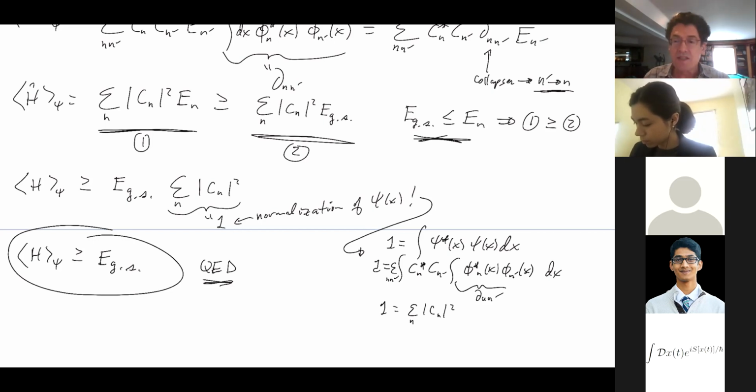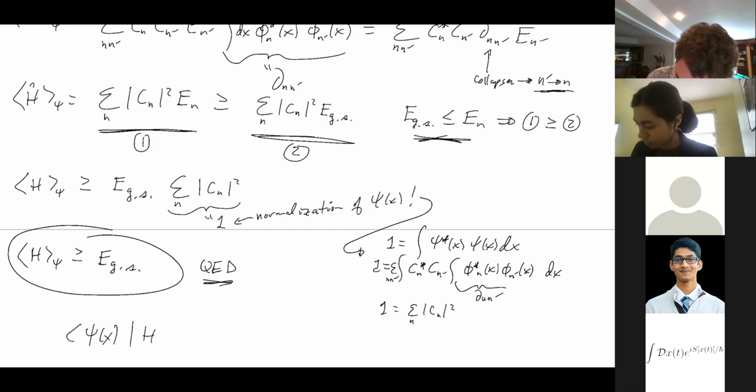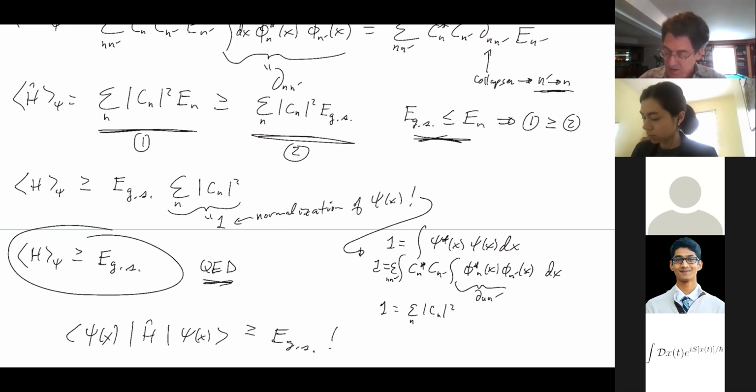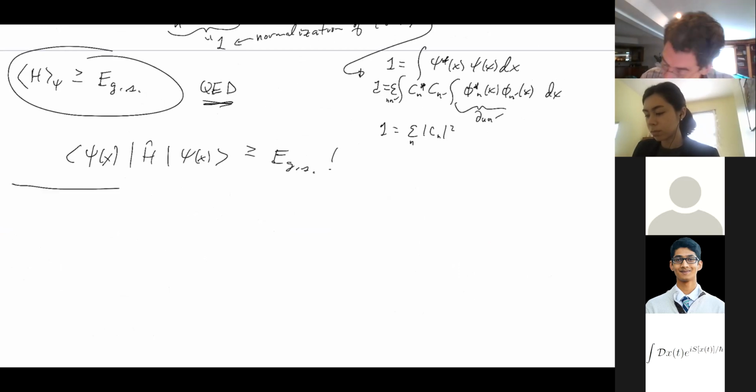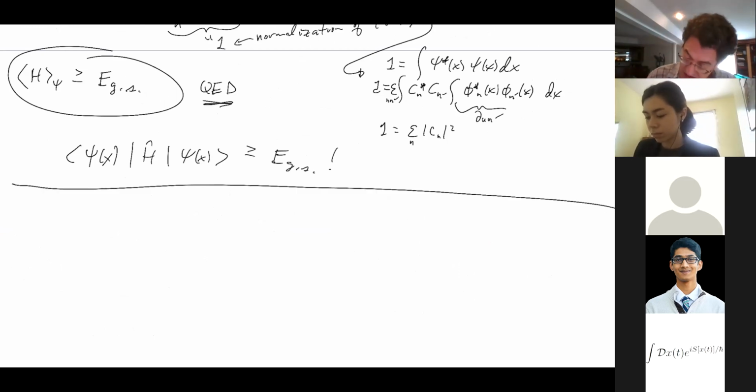So that's an interesting thing. It means that the expectation value of the Hamiltonian for any state, any function psi of x, is always going to be greater than or equal to the ground state energy. And so it always provides an upper bound. That's kind of interesting. Okay, so now let's actually use this to do something useful.